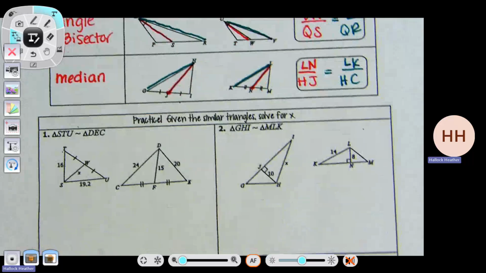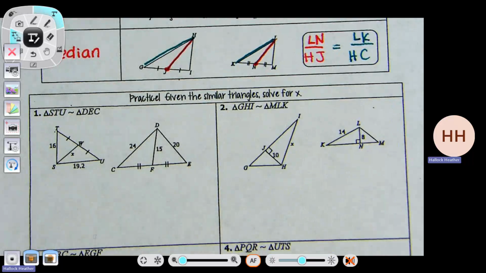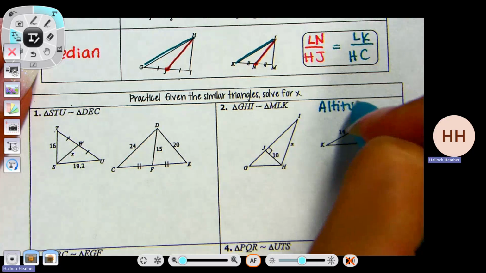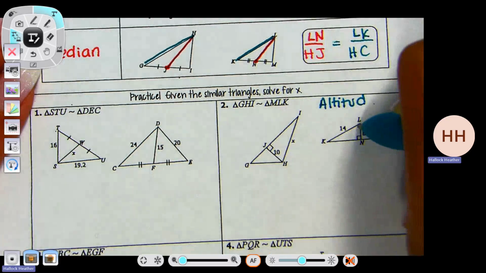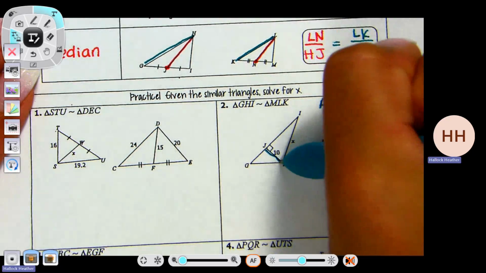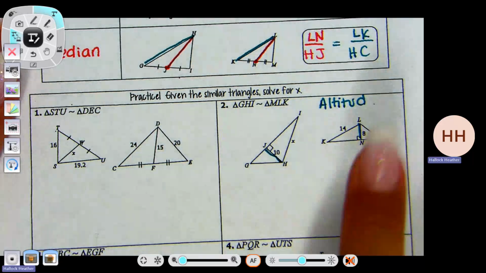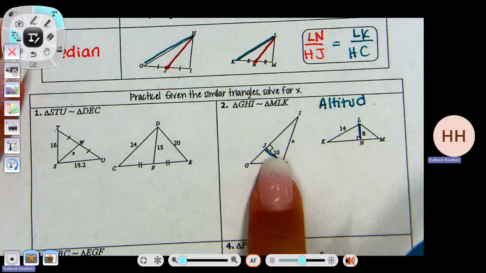So let's go to number 2. For number 2, let's start by looking at the small triangle or both triangles. Is this an angle bisector, a median, or an altitude? This is an altitude. Yep, this is altitude because you have your right angles straight up. They're just turned slightly. So what's my altitude of the small triangle? 8, and I'm going to put it over 10.